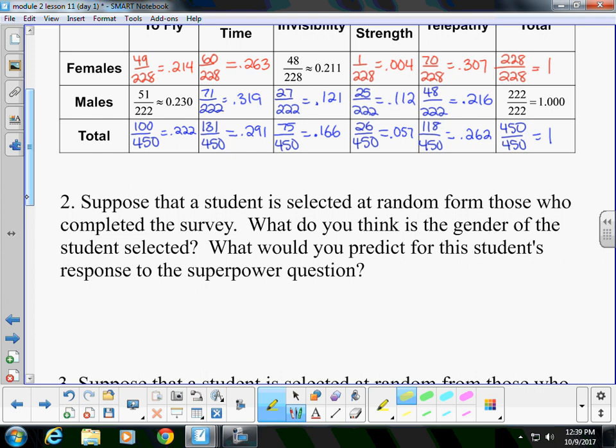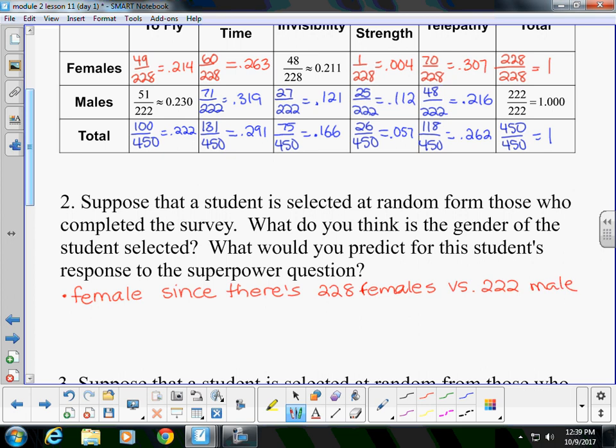Okay, so my first answer would be, I would guess that it would be a female just because there's more females than males. So if they randomly selected somebody, I'm going to guess that it's going to be a female since there's 228 females versus 222 males. So it's more likely to grab a female out of the survey than a male.